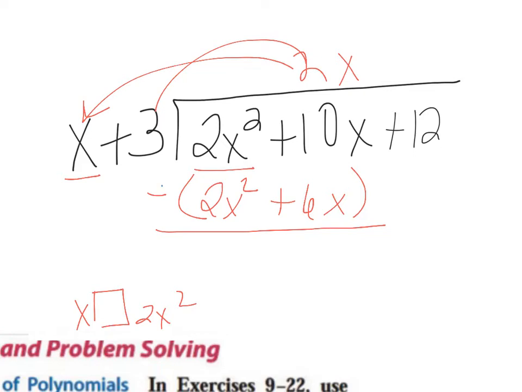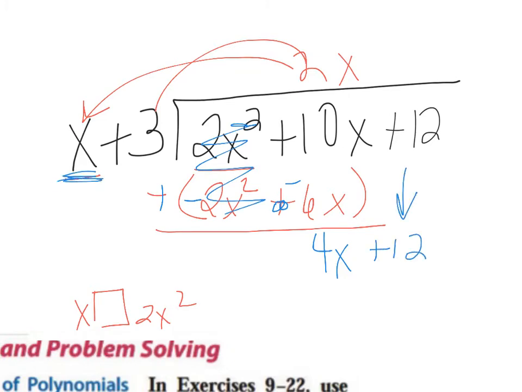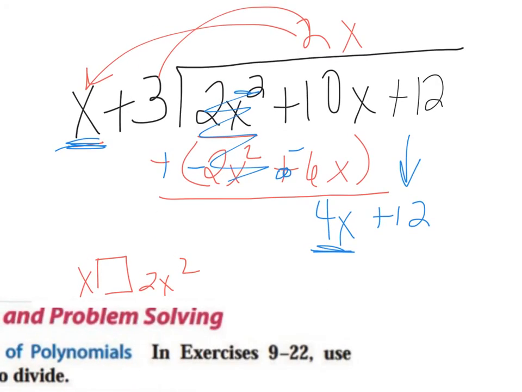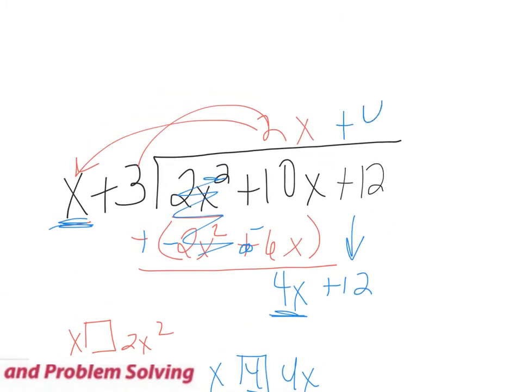So it'd be minus 2x squared and then minus 6x. Correct. So you have 10x minus 6x is 4x. Your 2x squareds cancel out. Bring down the 12. So now again, first term into first term. So x times what gives me 4x? Just 4. So plus 4.